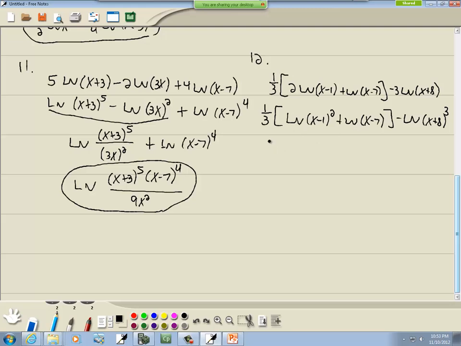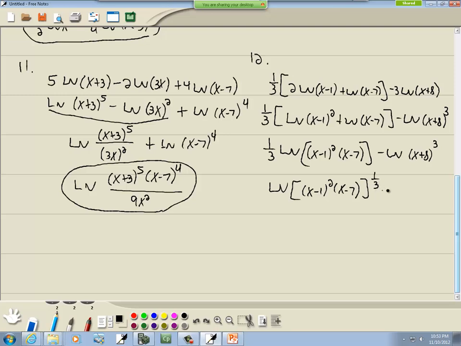Still doing what's inside the brackets. We've got log of something plus log of something. Addition becomes multiplication. So we're going to have x minus 1 squared times x minus 7. Well, before I can merge these two together, I had to get rid of the numbers in front of the logs. Well, there's a 1/3 here, so I'll put that as my power. So this is going to become natural log of x minus 1 squared, x minus 7 to the 1/3 power minus natural log of x plus 8 to the 3rd.